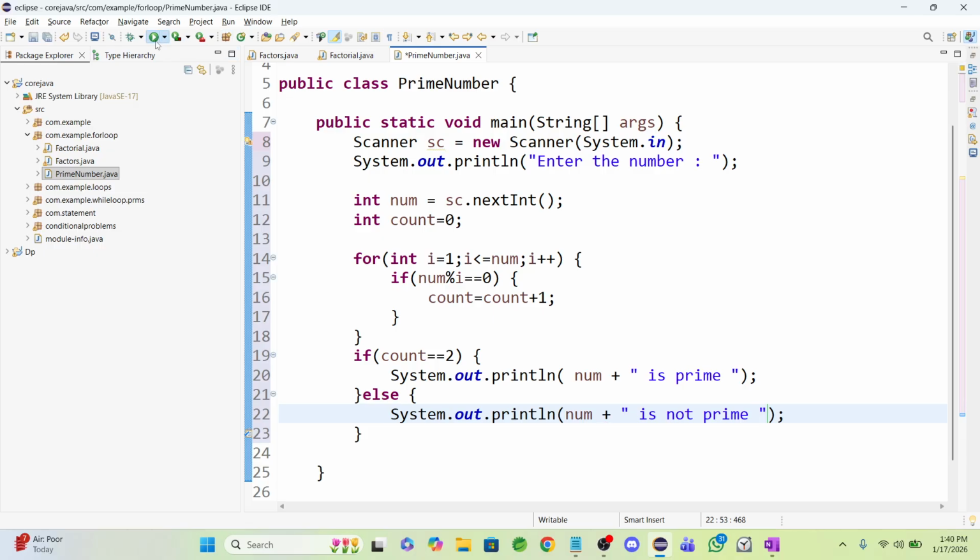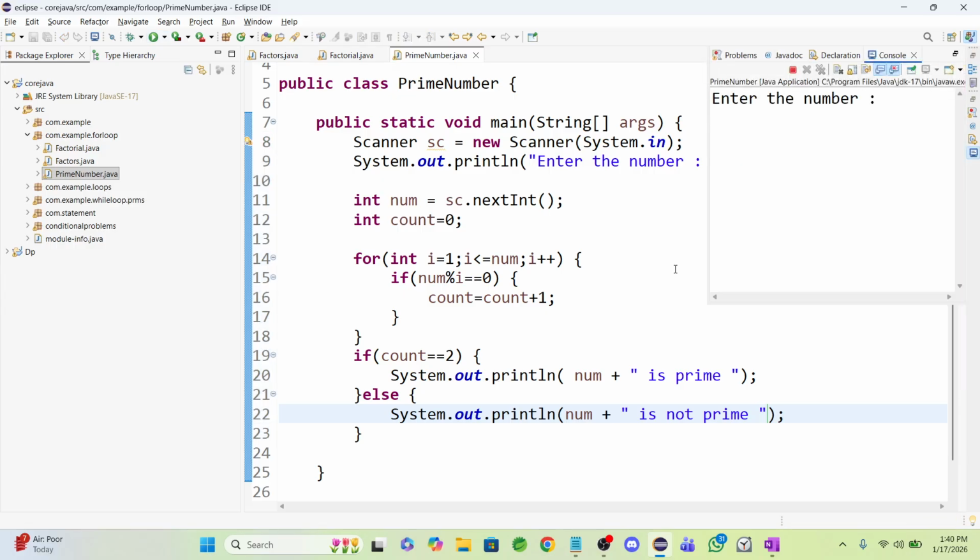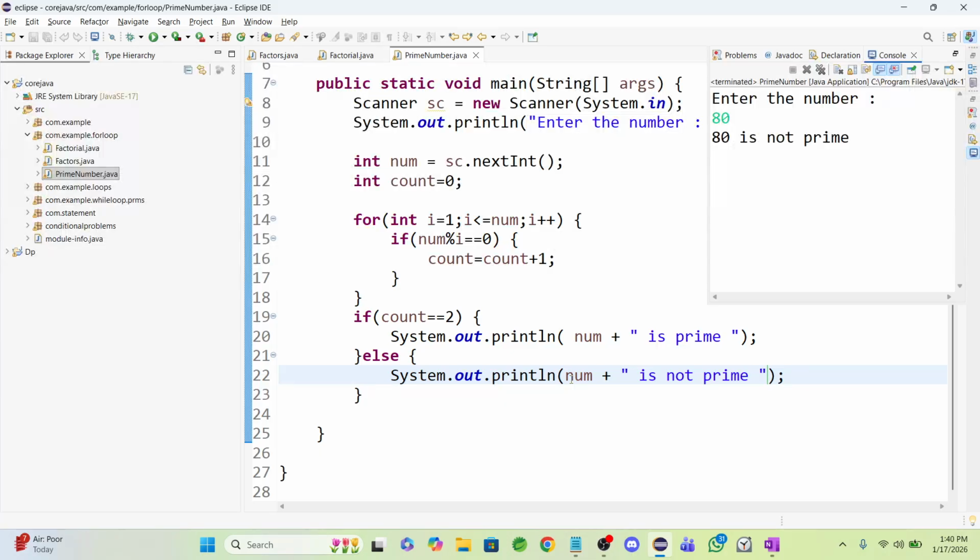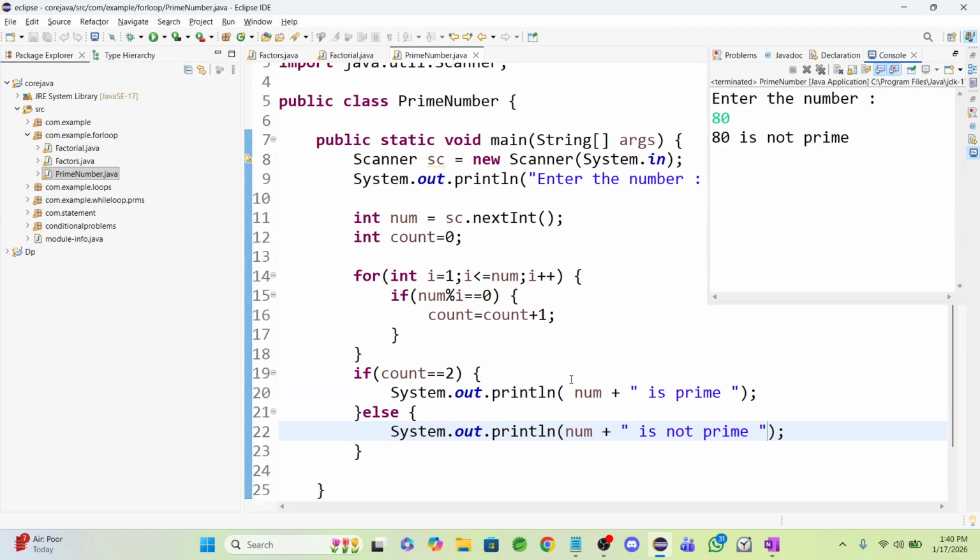Let's run the code for that. If I enter the number 8, it's not a prime number, as we already saw in the dry run. If I enter 5, it's a prime number. If I enter 37, it's a prime number, right? If I enter 53, it's a prime number. If I enter 10, it's not a prime number, right? And this is the code for whether the given number is prime or not.